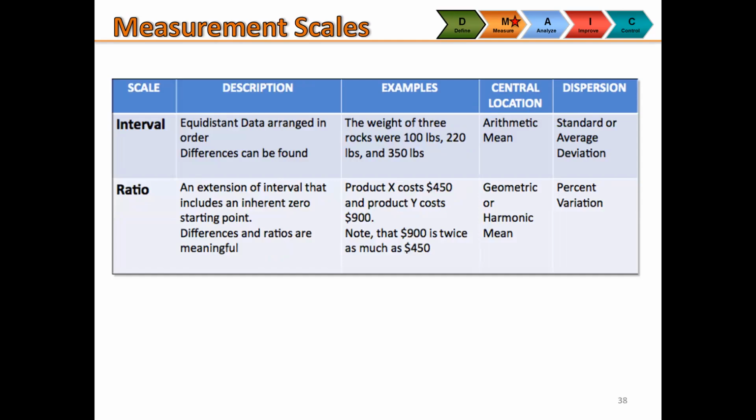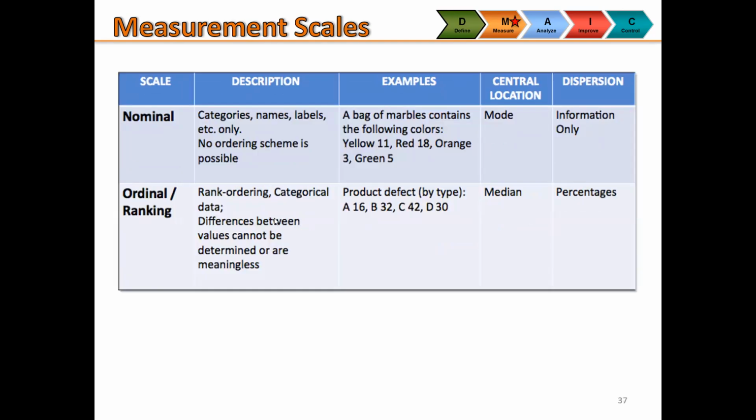And then there's interval, where we have equidistant data arranged in order. Differences can be found. What we're really going to focus on is ratio. Just for information, there's nothing on the quiz, but just to let you know, there are 4 different types of measurement.